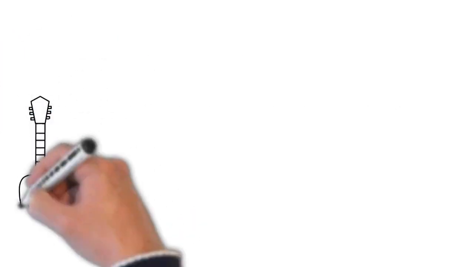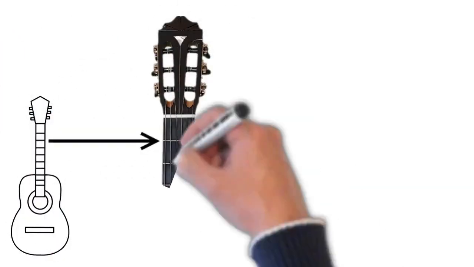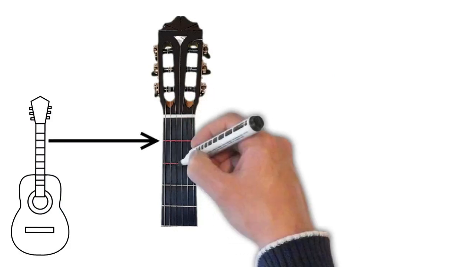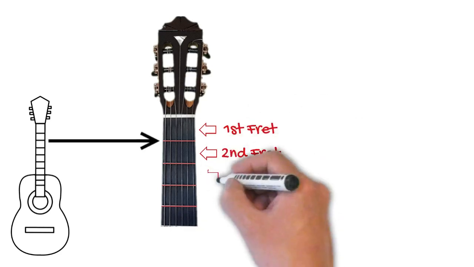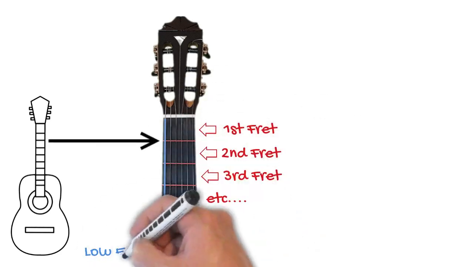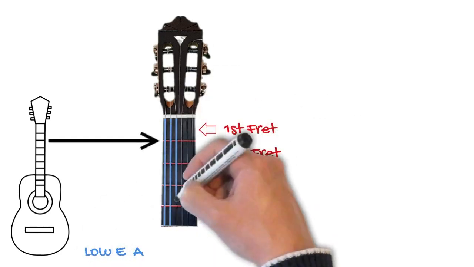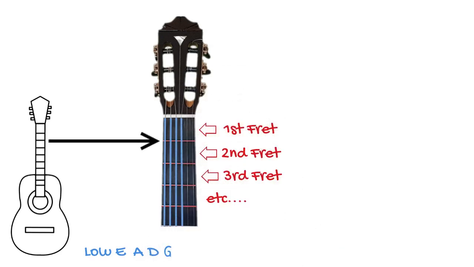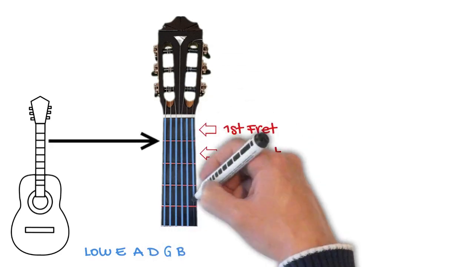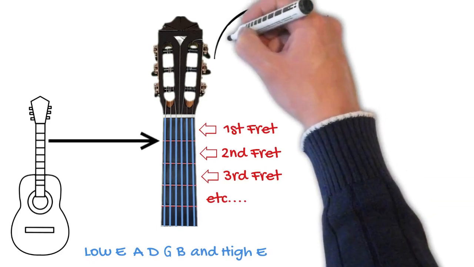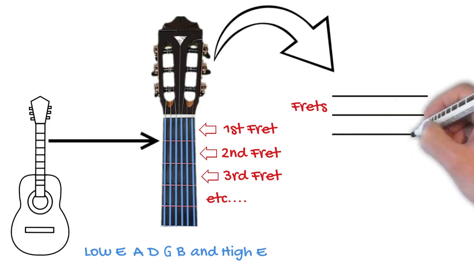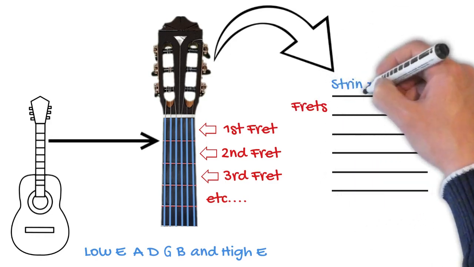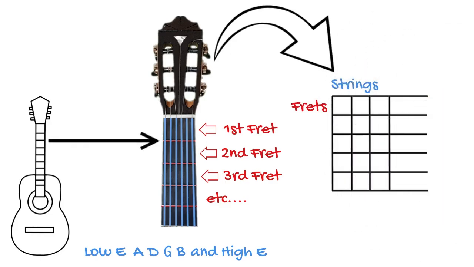When you face your guitar, with the sound hole facing you, you will notice little metal strips dividing the fingerboard into divisions. These divisions are called frets. The strings from left to right are the low E string, the A string, the D string, the G string, the B string, and the high E string. This is exactly what a chord diagram is, a diagram of frets and strings.